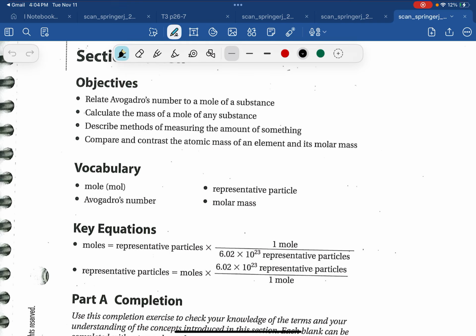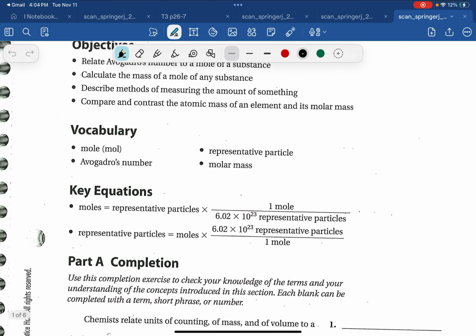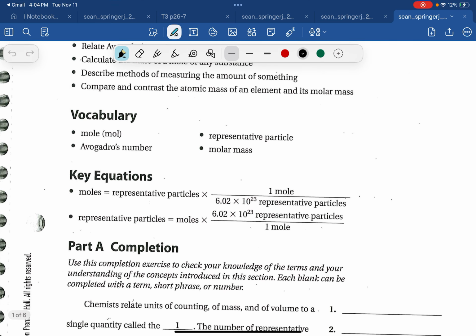So the vocabulary: we need moles, abbreviated mol, Avogadro's number, which is a nice number, representative particle, that could be an atom, or an ion, or a molecule, just anything that could be represented as a particle, and then molar mass.